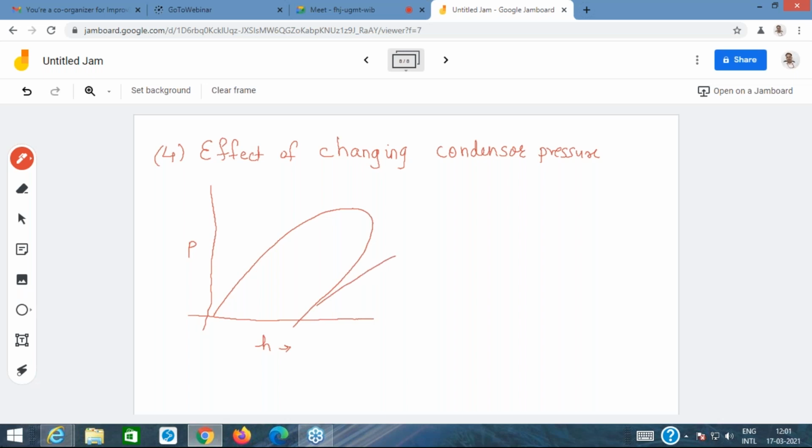This is the saturation cycle. And then we'll be drawing a new cycle where the condenser pressure is, let us say, increased. So let us say this is your throttling process, and this is your evaporation process. This is 1, 2, this is 3, 4. 1 to 2 is isentropic compression. 2 to 3 is constant pressure heat rejection, 3 to 4 is isenthalpic expansion, and 4 to 1 is evaporation process, constant pressure heat addition.